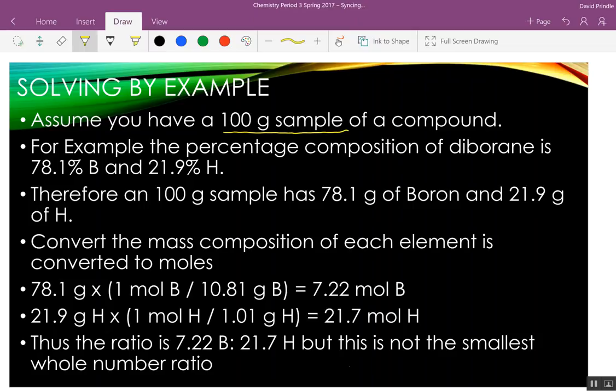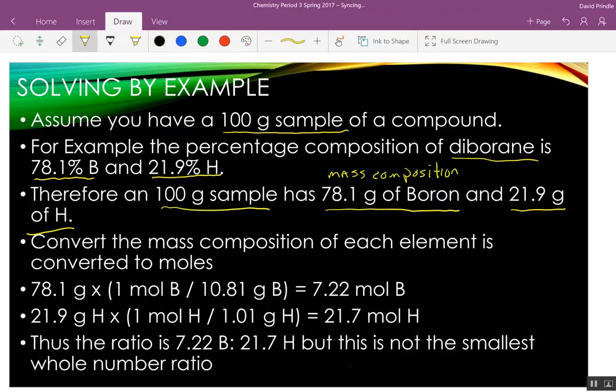For example, the percent composition of diborane is 78% boron and 21% hydrogen. If we assume a 100 gram sample, that would give us 78.1 grams of boron and 21 grams of hydrogen. This is the mass composition. We're going to convert each element to moles.